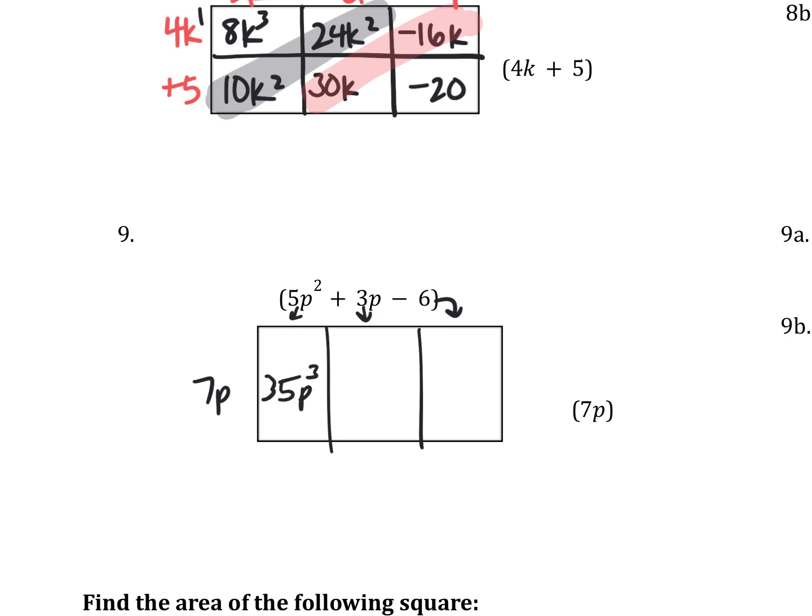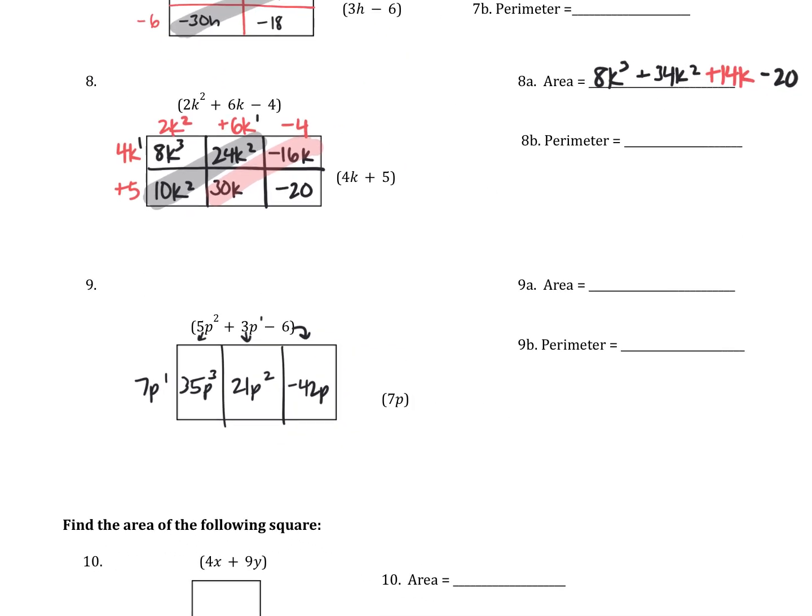35p to the third power. 7p times 3p would end up giving me 21p to the second power. You've got to add those exponents. And lastly, 7p times negative 6 gives me negative 42p. So if I just write that out for my area, I'd have 35p to the third plus 21p squared minus 42p.